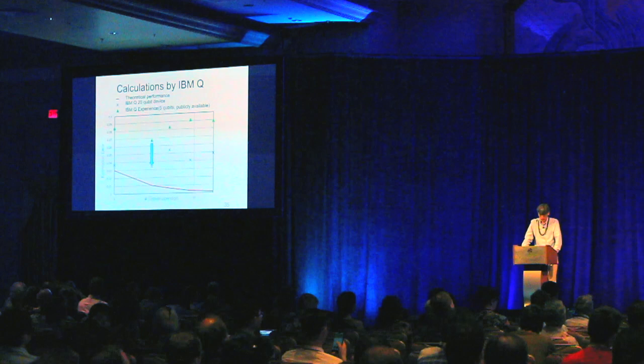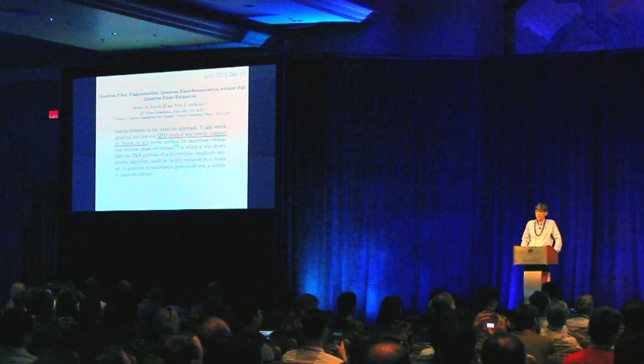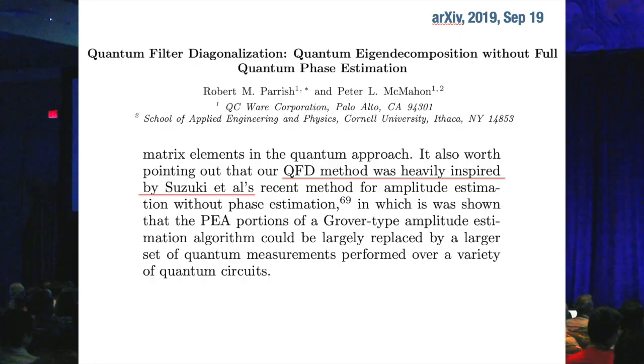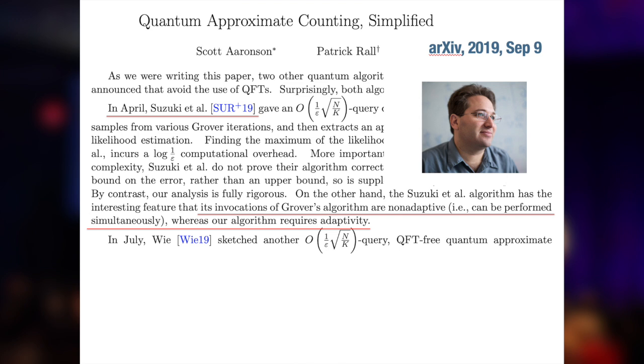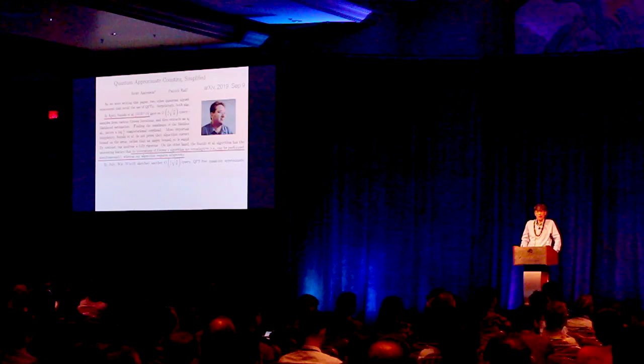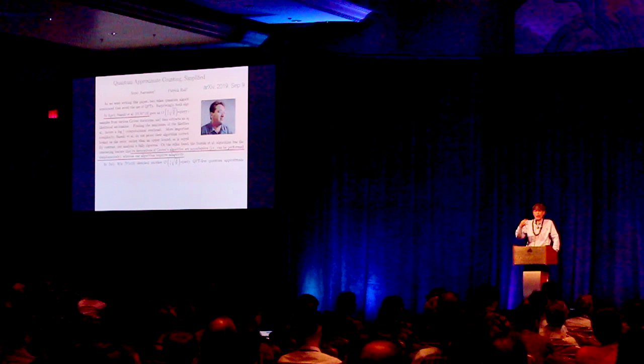And these results were highly cited immediately by many groups. For example, QCWare, a startup company, adapted our method. Also, a very well-known theoretician, Scott Aaronson, referred to our paper and also adapted our method. And our method was adopted by JP Morgan Chase to start a new collaboration between IBM and JP Morgan Chase.